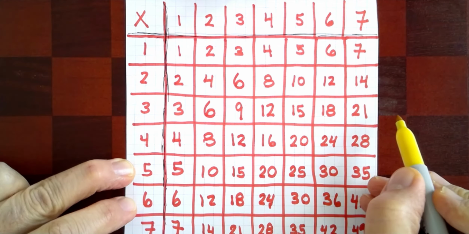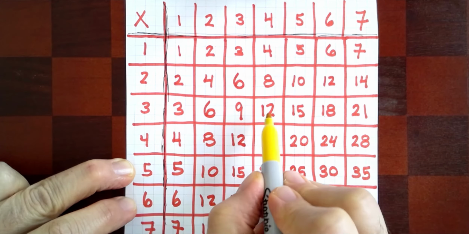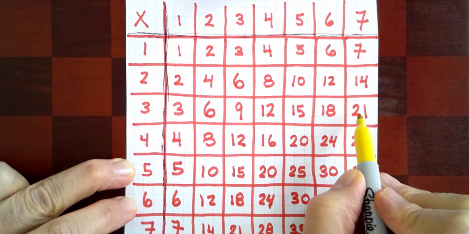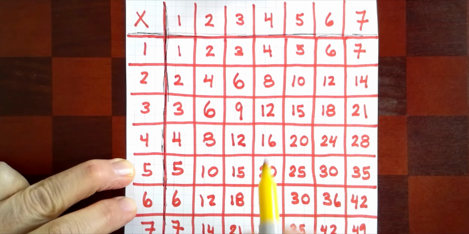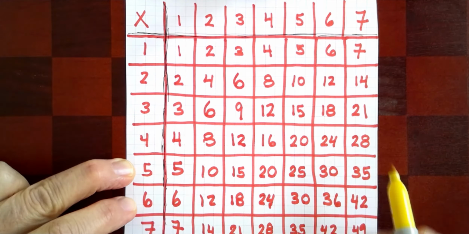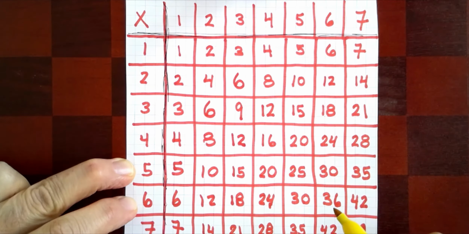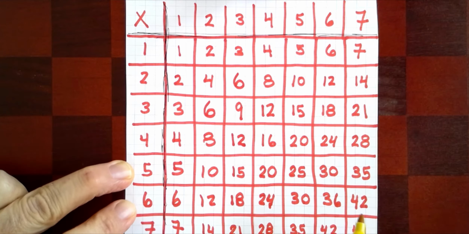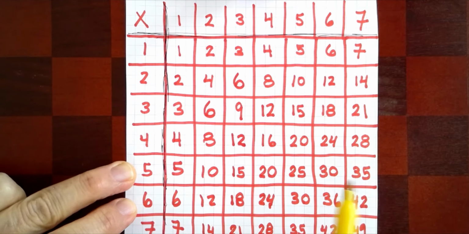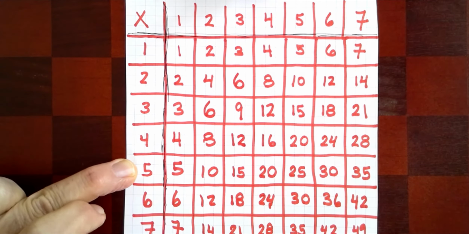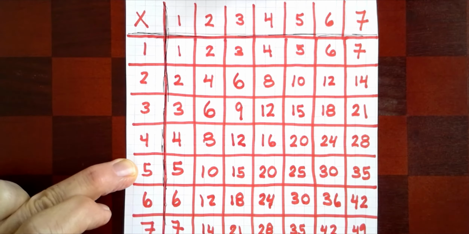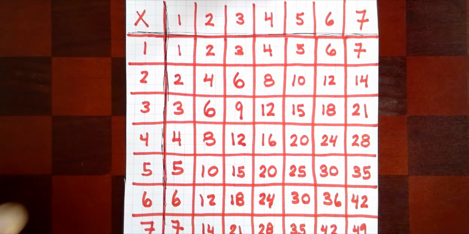This is skip counting by 3. 3, 6, 9, 12, 15, 18, 21, and so on. So every row is skip counting, and every column is skip counting by a certain number. And this is really important because it means that multiplication is really just adding over and over again one way or another.